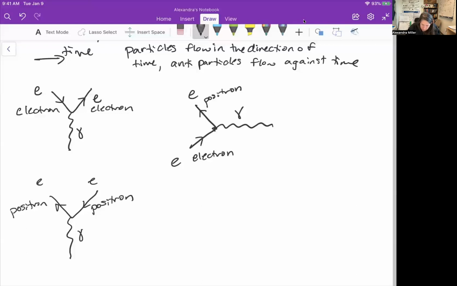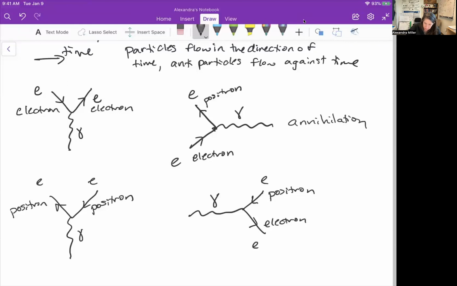And then a final one that I might draw is one where we start with our photon, and then we have these arrows where it looks like our photon is spontaneously pair producing an electron and a positron, where this top one has the arrow going against time, so that's the positron, and the lower one is the electron. So this looks like pair production. This is like annihilation, and this looks like pair production.